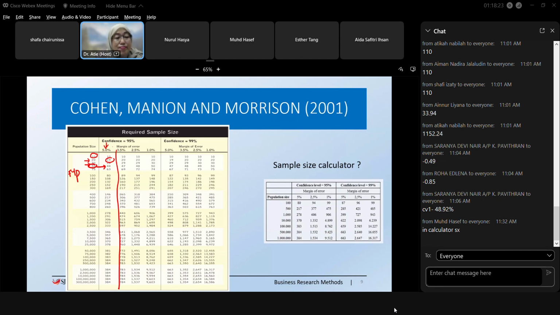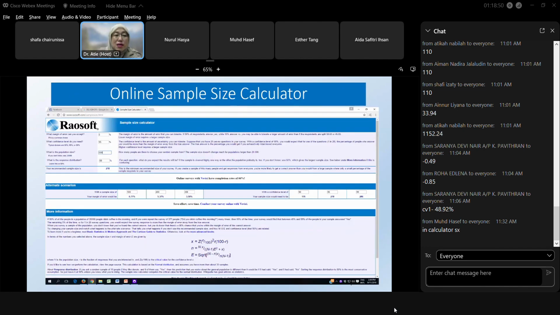So this is the calculator. What does 5% mean, or 3.5, 2.5? You will learn it in our future chapters, so just be patient. For the time being, just use the 5% column. And then there is the online sample calculator, which is very, very useful. It is called the Raosoft sample size calculator.